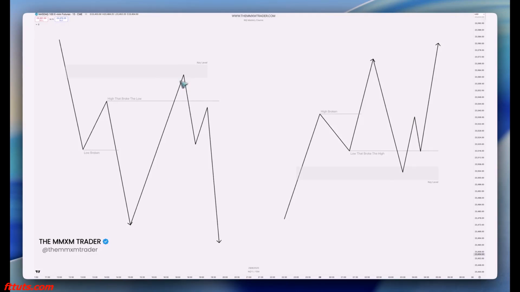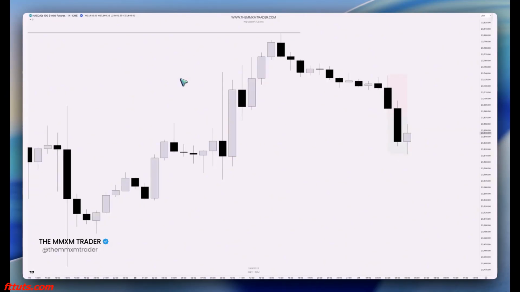And usually, when you have these lows broken and the highs that broke the lows, when you're turtle souping those levels, you're usually going to see extremely low resistance liquidity runs, fast, volatile moves. Okay, so let's look at an example here.